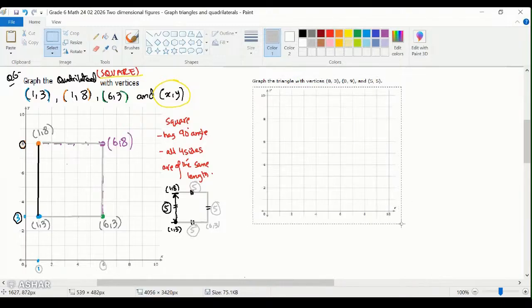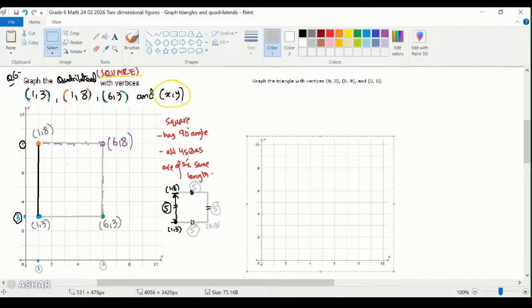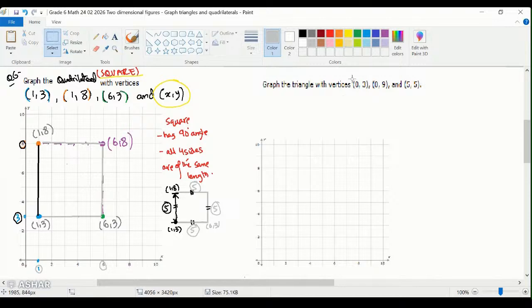If this axis was given to us, they're asking us to graph the triangle with the vertices. I'll rewrite these vertices. Okay, the vertices given are (0, 3), (0, 9), and (5, 5). For question number 7, since 3 vertices are given to us, that means it has to be a triangle.